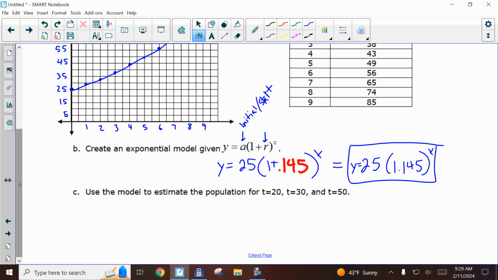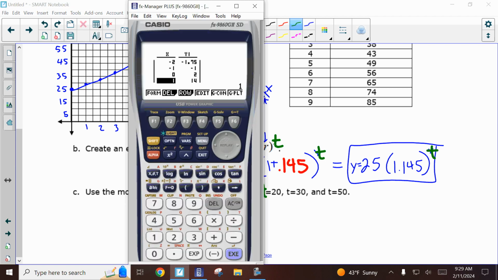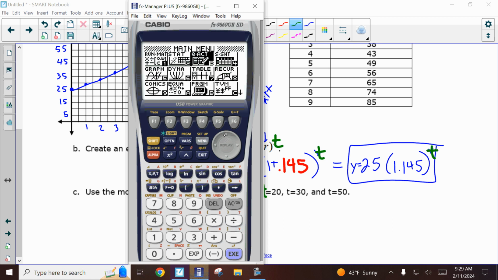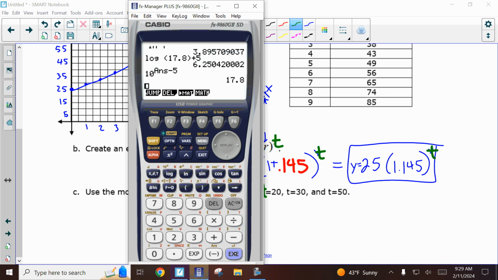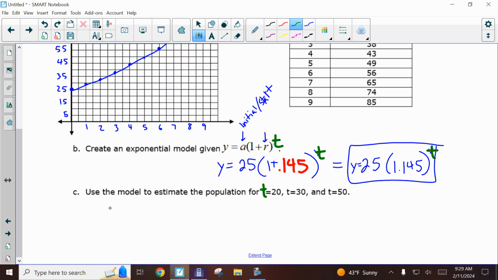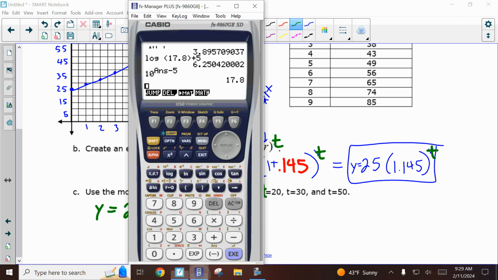Now it says use the model to find the population for 20, 30, and 50. Oh, they did a bad job here. This should have been a T because that's how they're naming this right here. So this should be a T and this should be a T. Okay, so this is all calculator work. So they want us to plug in 20 to our model. And this is rabbit populations. So I guess I'll write this down. Y equals 25, 1.145 to the 20th power. 25.